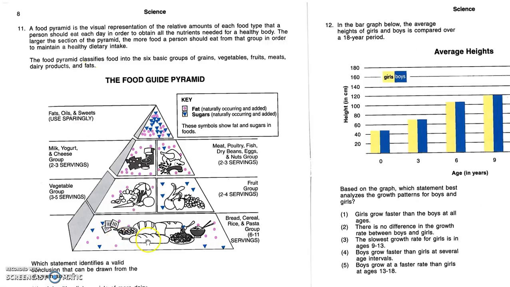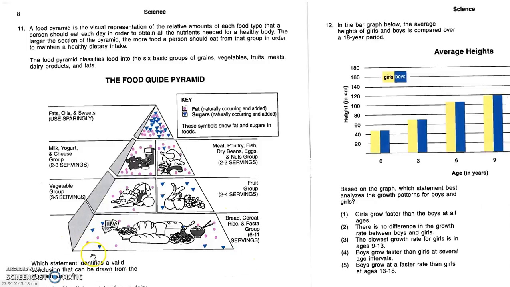Okay, so if we have a look at the food pyramid, we see the representation of the relative amounts of each food type that a person should eat each day. So we should eat the biggest portion of the food type or basic group of grains. So grains contained in bread, cereals, rice, pasta, so carbohydrates basically. Compared to this amount, we only should take in a very small portion of fats, oils, and sweets. So this is meant by relative amounts. So what else can we see in the pyramid?